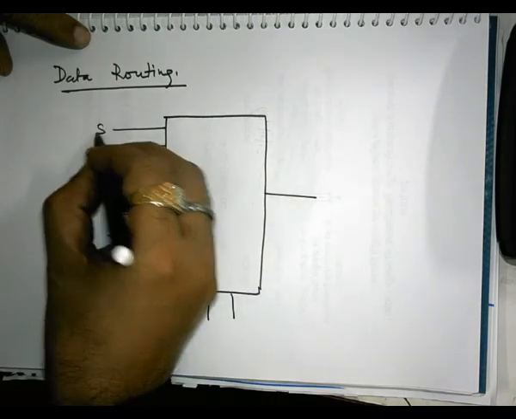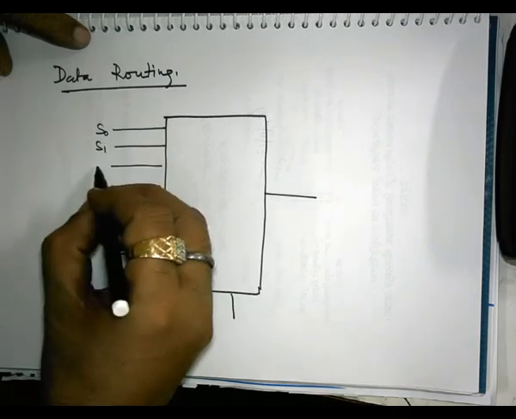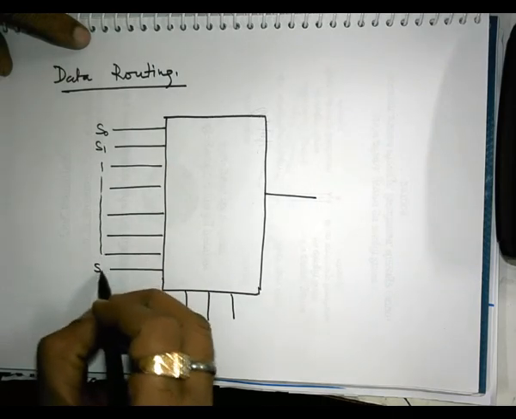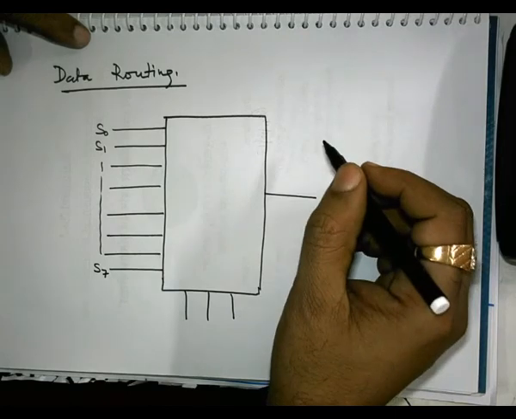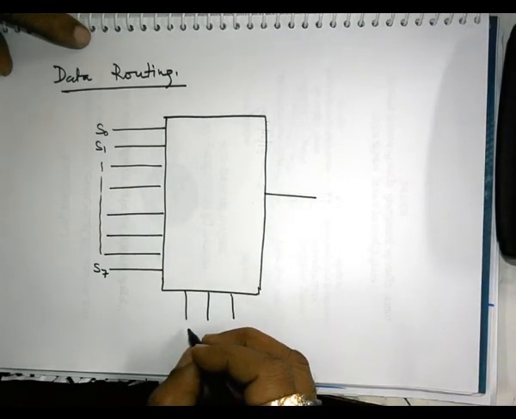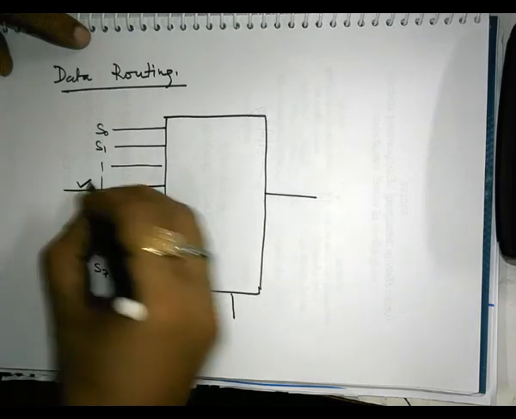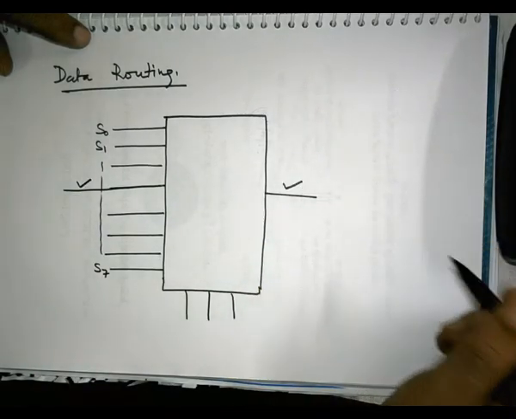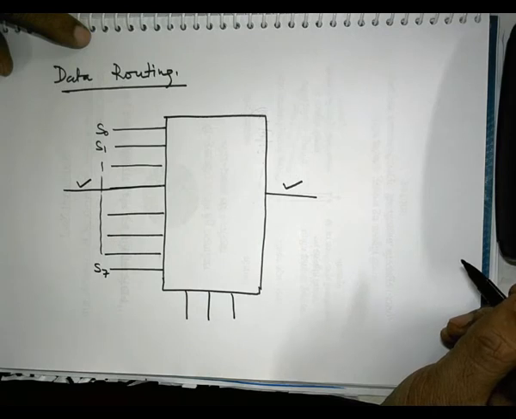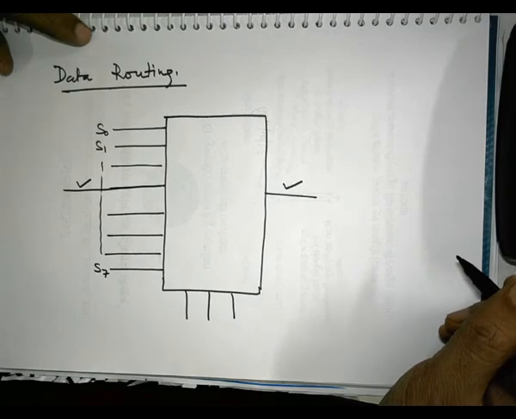Suppose we have source number 0, source number 1, up to say source number 7. So depending on the select lines, the data of the selected source can be routed to the output, and this application is very often used in telephonic conversation.